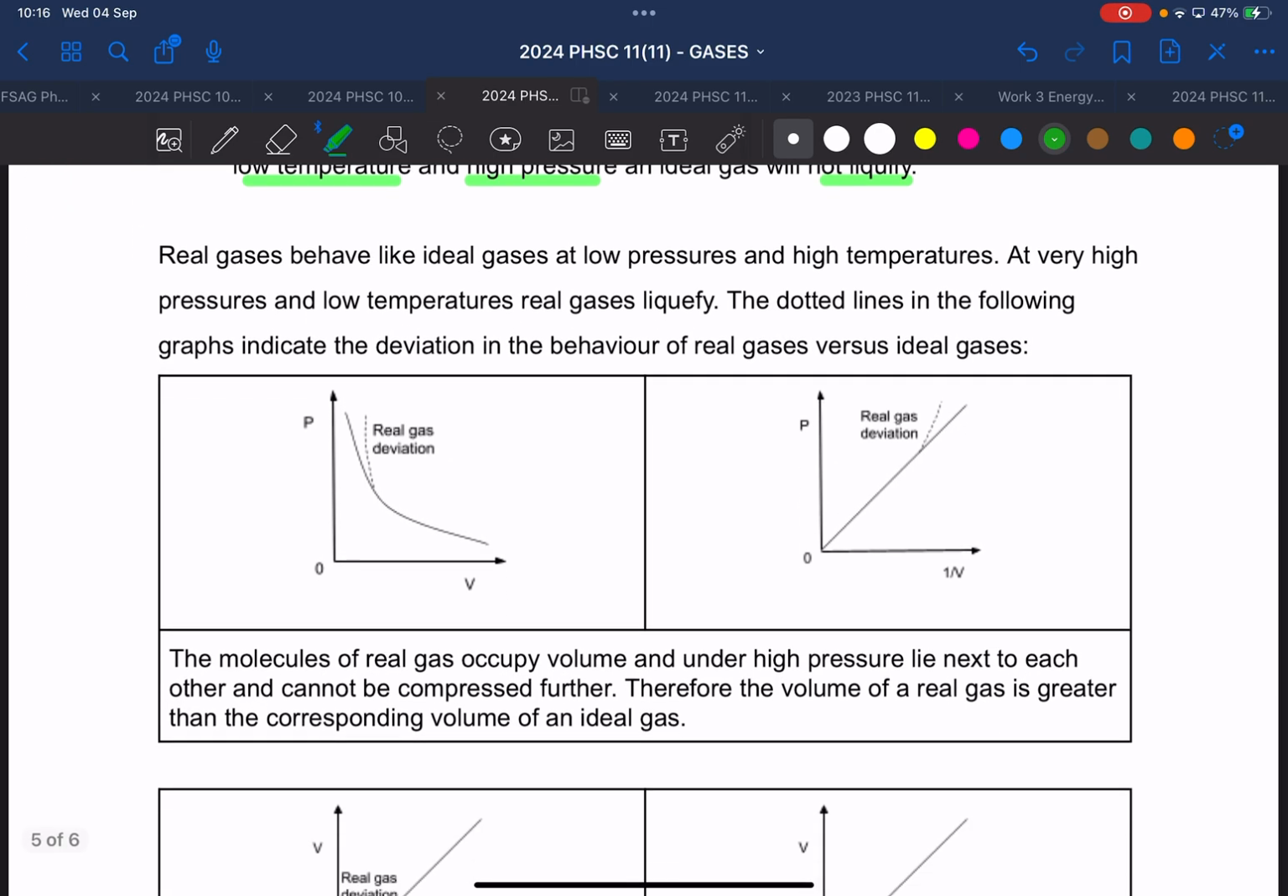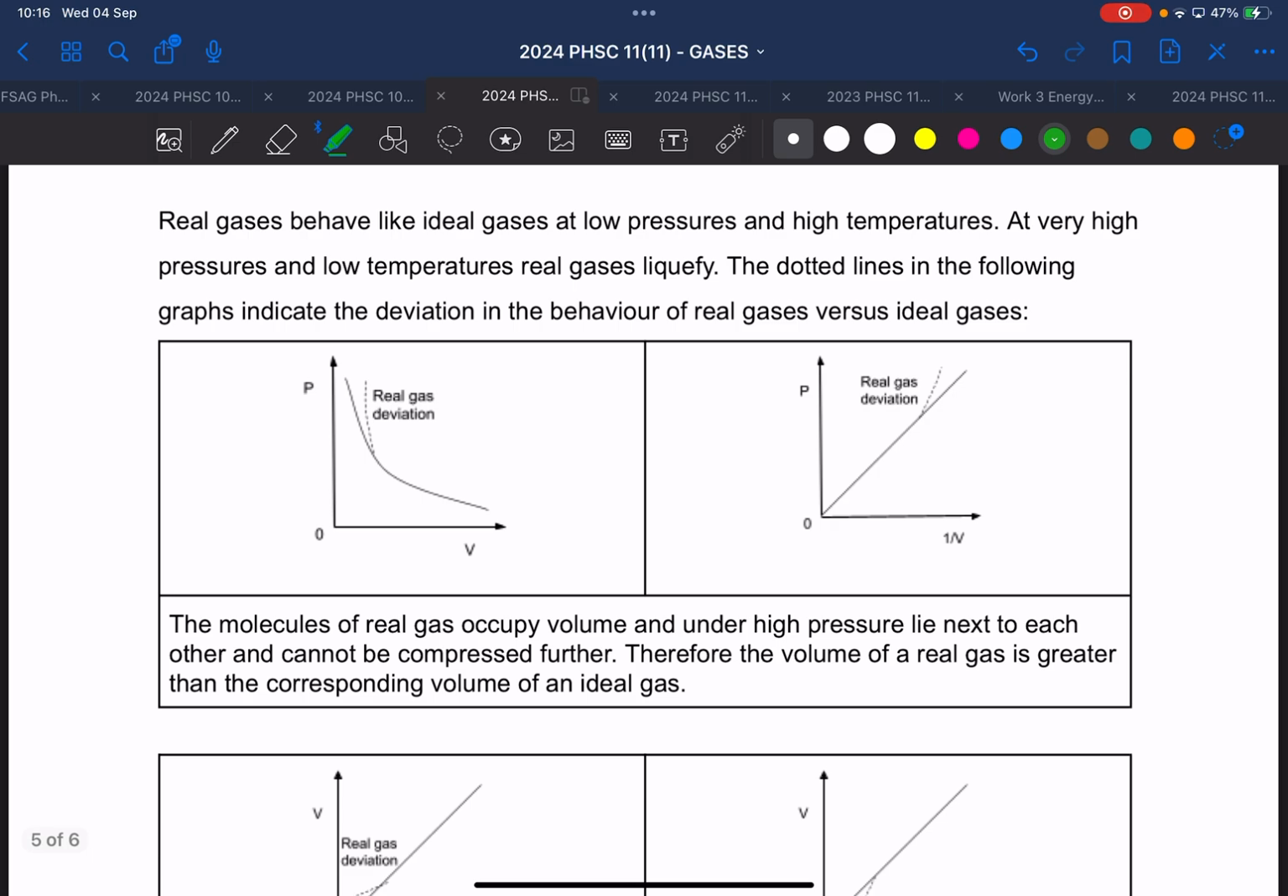So, it says there, real gases will behave like ideal gases. Real gases, carbon dioxide, oxygen, nitrogen gas, all of them will behave like the perfect gas when the pressure is low and the temperature is high.